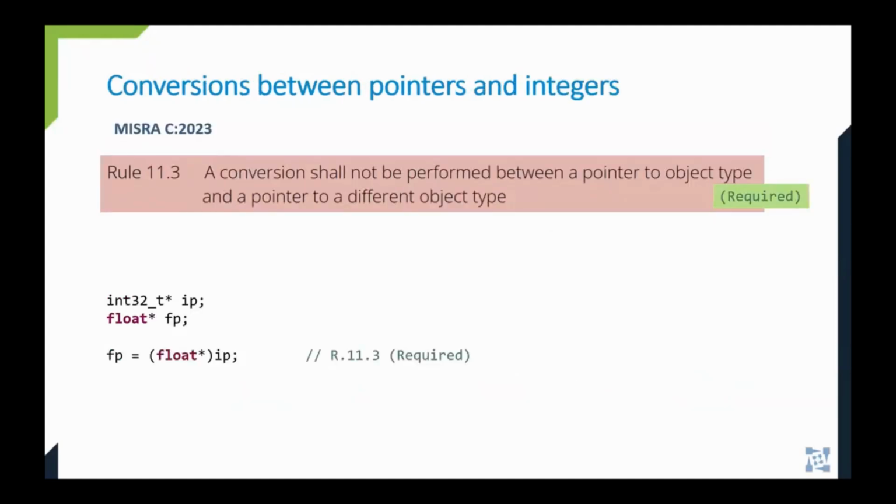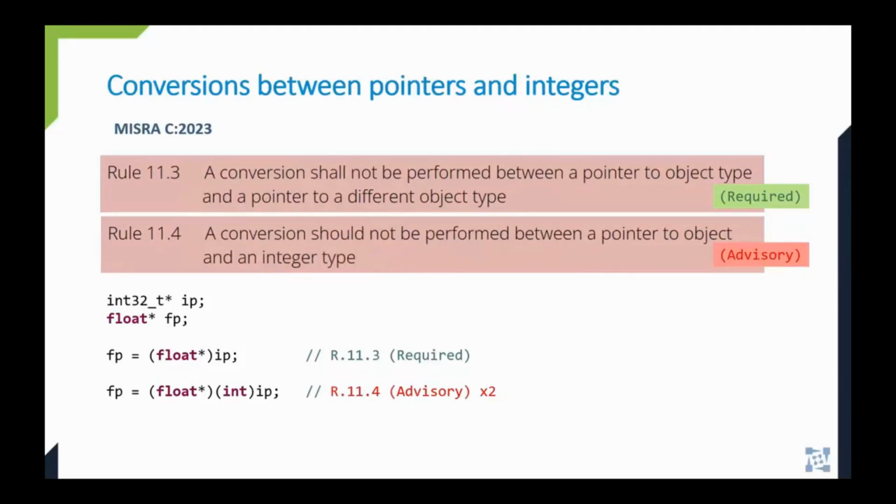Next, the old MISRA C 2023 contains rule 11.3, which forbids conversions between a pointer to an object type and a pointer to a different object type, as it may result in the pointer that is incorrectly aligned or in accessing an object through a pointer to incompatible type, both of which result in undefined behavior. So that's why the rule has required category.